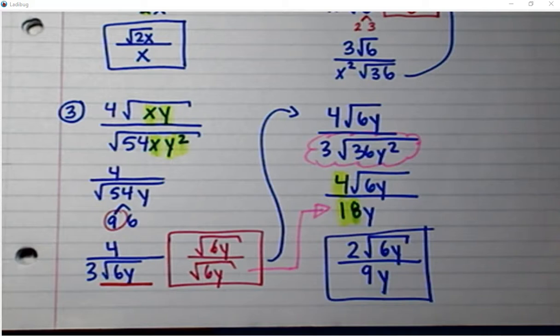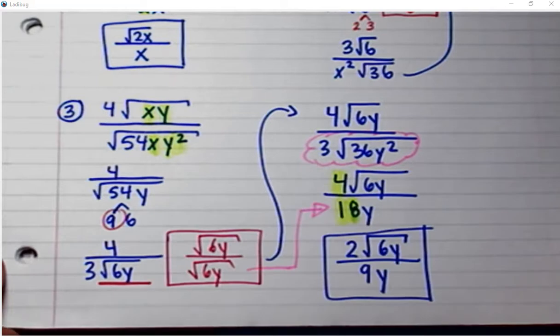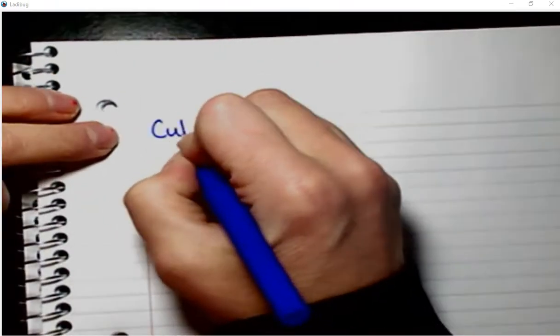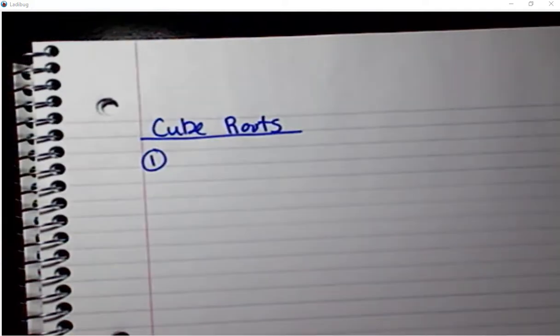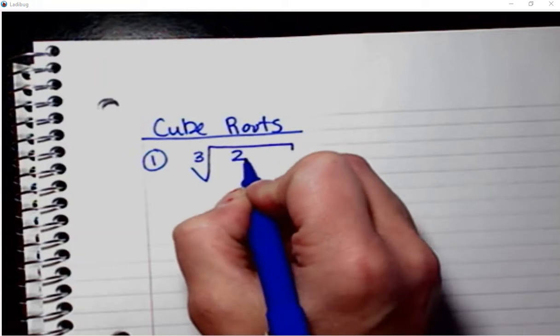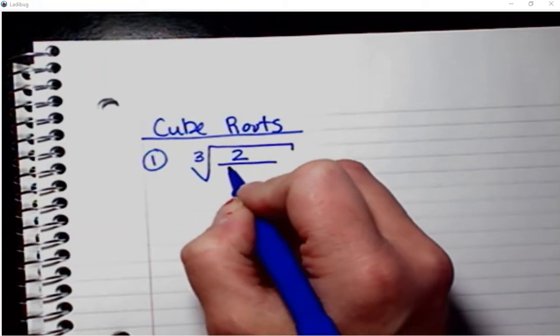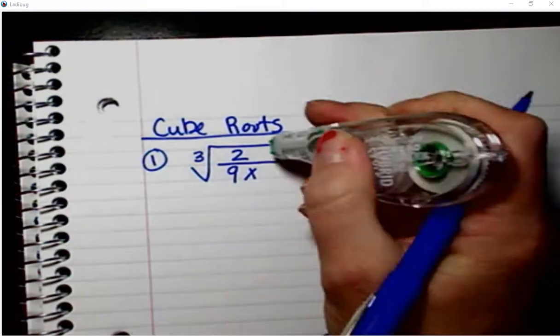Okay. That was square roots, guys. Now we're doing cube roots. It doesn't get any harder. This is as hard as it gets. Okay? Number 4. Cube roots. Okay. I'll just start counting again. Okay. Cube root of 2 over, all right, 9x. Sure.